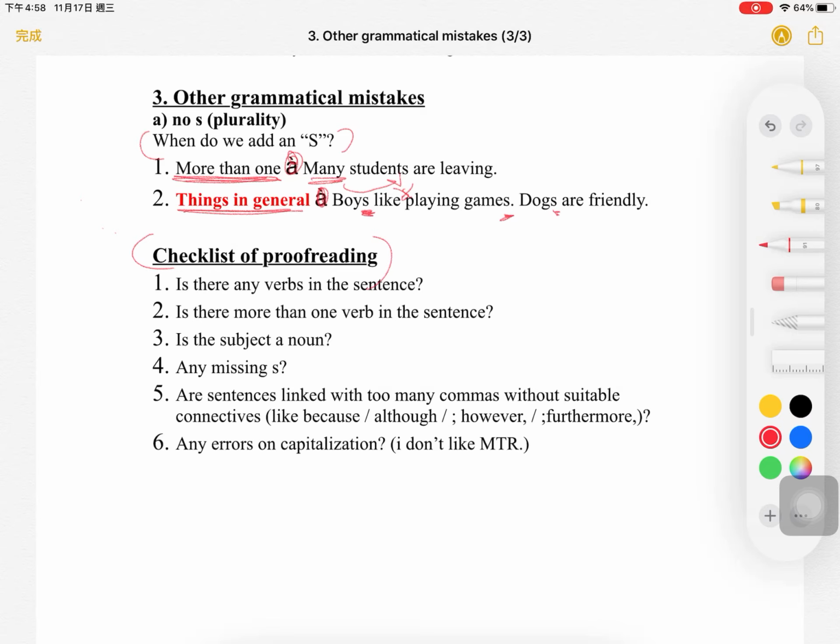When you proofread, you have to, that's not all. These 6 points are not all. Of course, you have a lot of other things you have to notice, but these are some major ones. For example, is there any verb in a sentence? Is there more than one verb in a sentence?